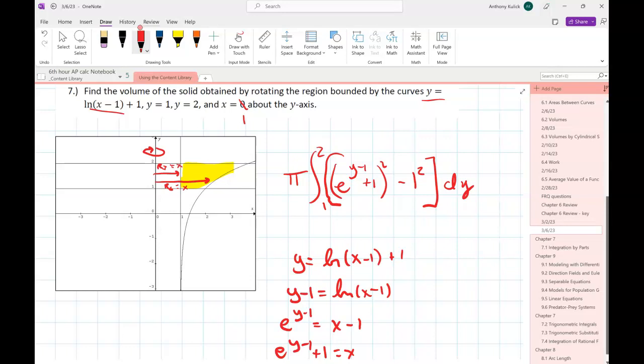That weirds me out. Sergio. How did you get e to the y minus 1? Is that just... No, man, I just did algebra. I tried to get the x by itself, so I had to do exponent base e to both sides to cancel the natural log. Oh, right? You see, I'm just doing algebra 2 stuff.